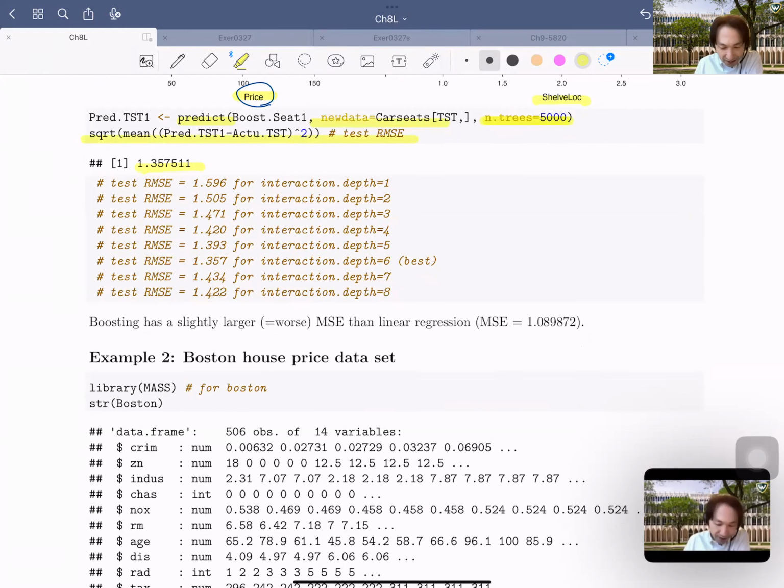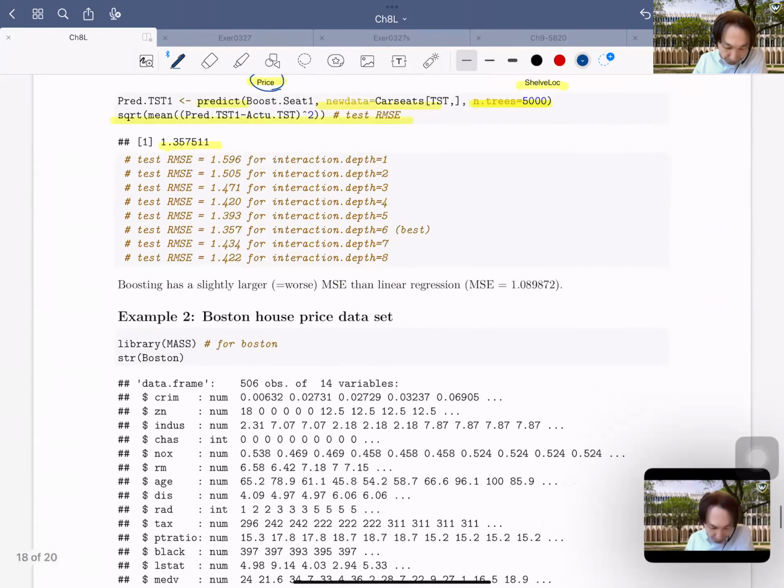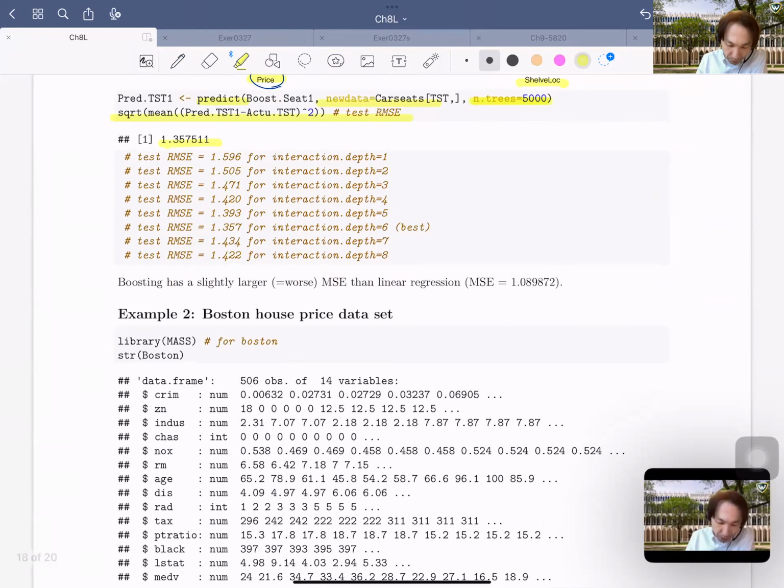So it's kind of surprising that the linear model is still better than this, but it's almost similar. Bagging and random forests have much worse performance, about 2.8 or 2.9. And the boosting, 1.35, is much better, but still it's worse than the linear model that's chosen by the step function. And this is the difference between the test MSE by interaction depths.